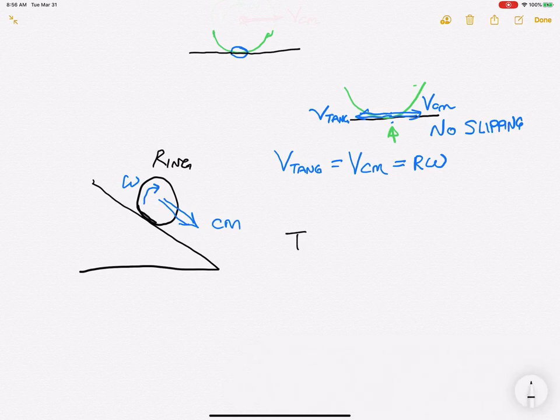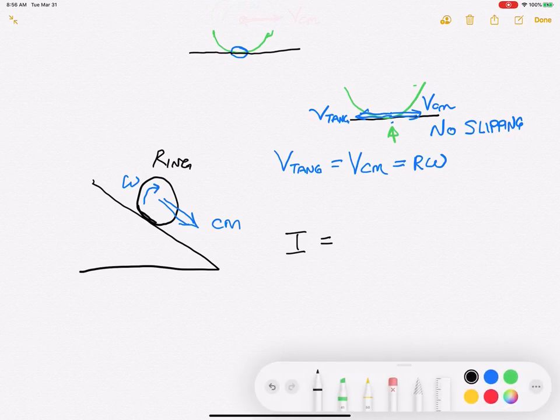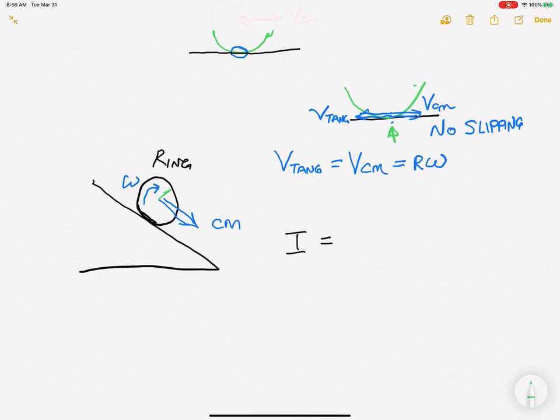So let's write out the total kinetic energy. First, I is going to depend upon the radius and mass of the object. So let's give this a simple radius of 10 centimeters. And it started at a height h of 3 meters. And we need a mass, which we'll just make 250 grams.